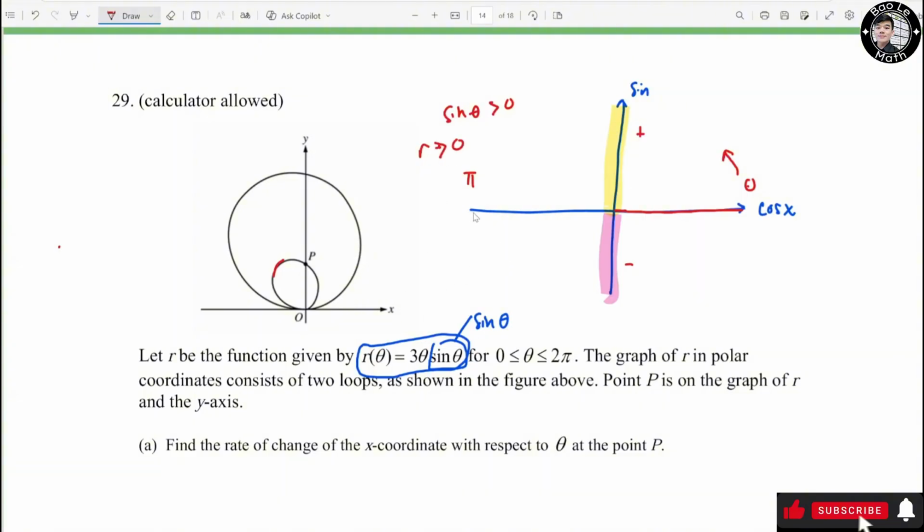Now from pi to 2 pi, look at the domain right here. This is the outer loop, so sine theta is negative. This implies the radius is negative. So if you plot the polar coordinate with a negative radius, you need to take the opposite side. So this goes back over here. That's why you get the outer loop in the first and the second quadrant right here.